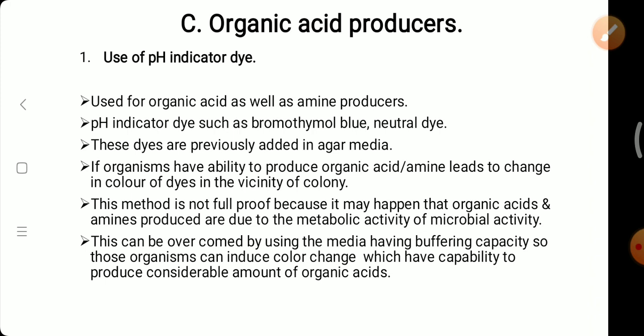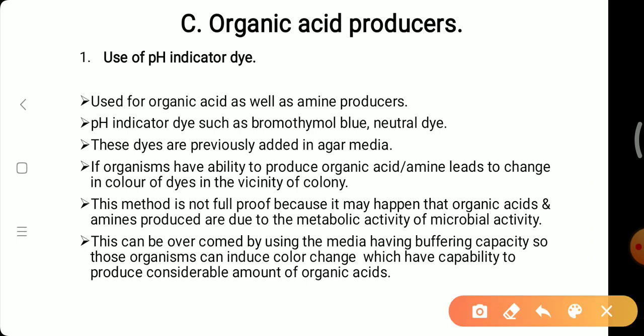Third is organic acid producer. Organic acid producer, in that also it is the same. We generally isolate the organic acid producer from soil. For that, we use pH indicator dyes for organic acid as well as amine producers, such as bromothymol blue and neutral red. These are all pH indicator dyes. If there is a pH change, that will lead to a change in color. These dyes are previously added in the agar medium.